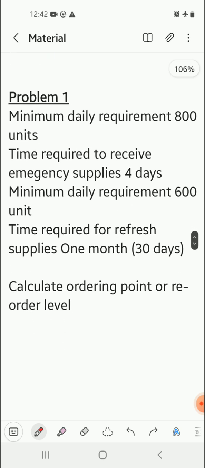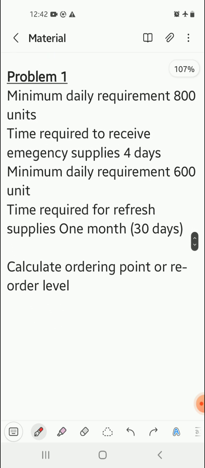So this is the first problem that we have. See, there are certain things that are given to us: the minimum daily requirement, that is 800 units. Time required to receive emergency supplies is 4 days, and minimum daily requirement is 600, and time required for refresh supplies is 1 month, that is 30 days. So we have to calculate the reorder level.